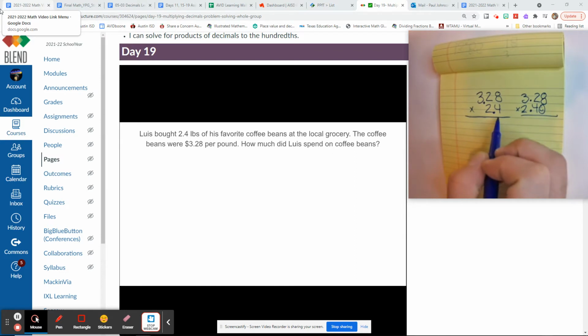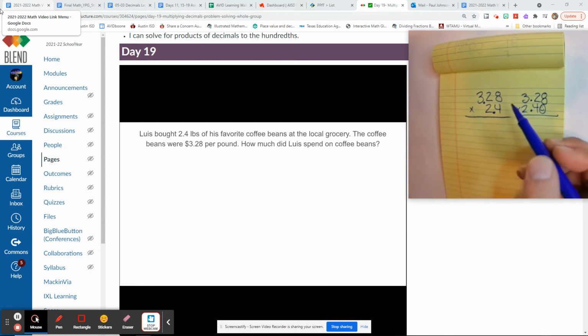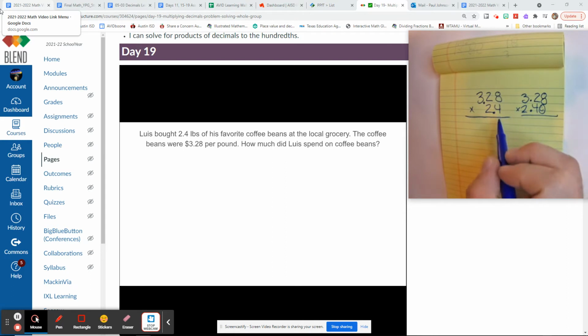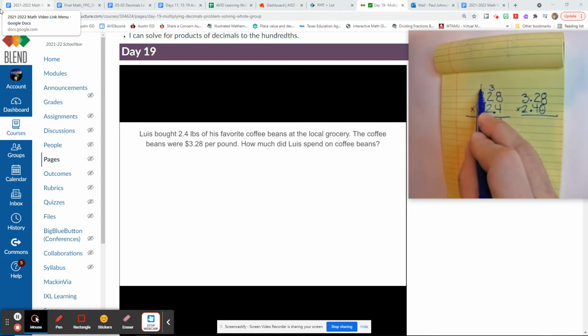All right, so let's go ahead and look at this. I'm going to go ahead and do multiplication just like this, 328 times 24. Pretend like the decimal points aren't even there until the very end. So 4 times 8 is 32. 4 times 2 is 8, 9, 10, 11. 4 times 3 is 12, plus 1 is 13.